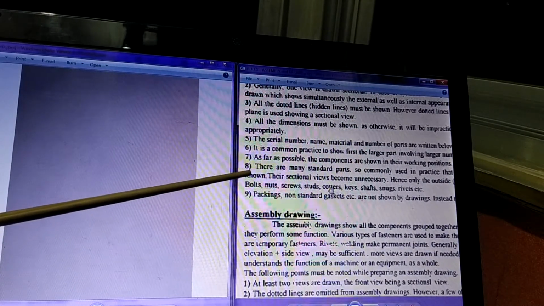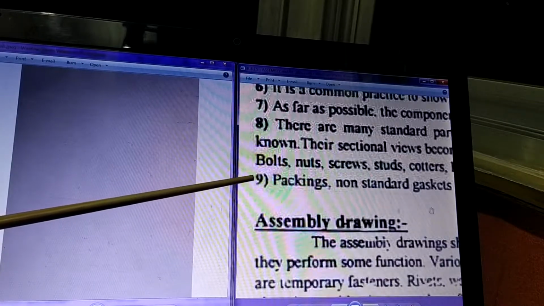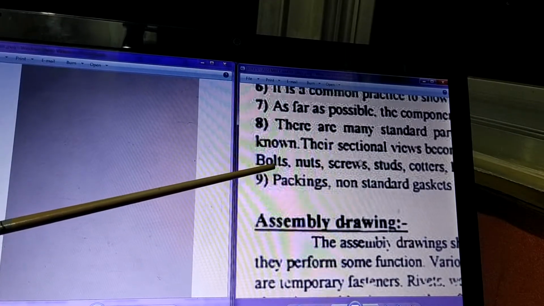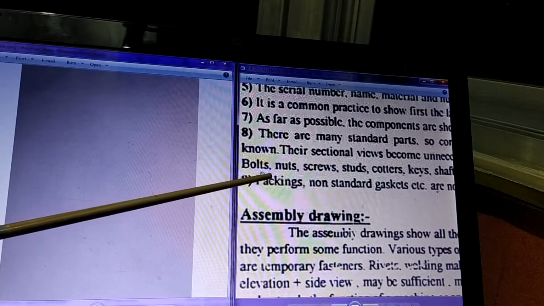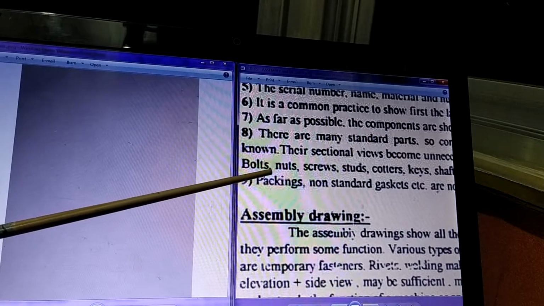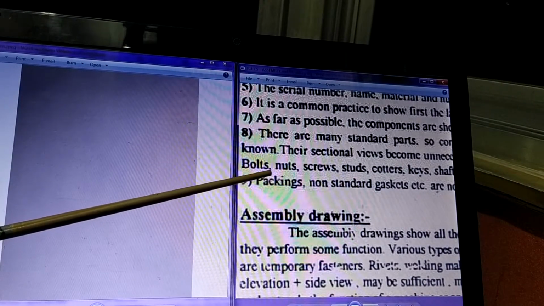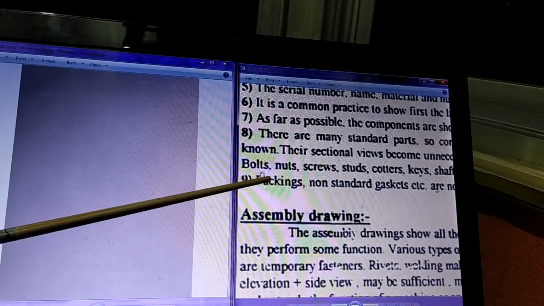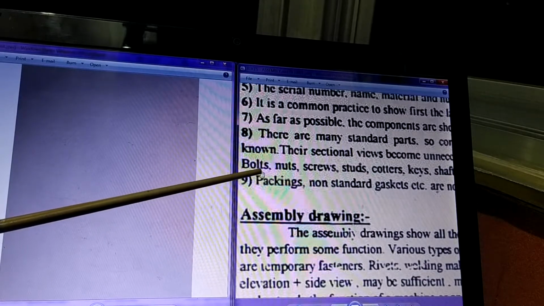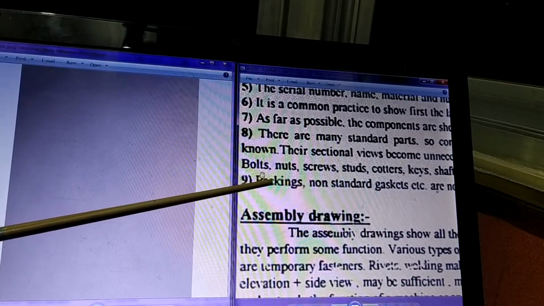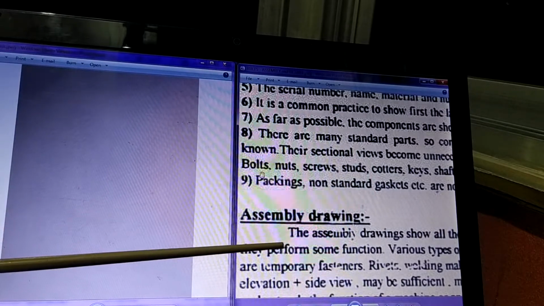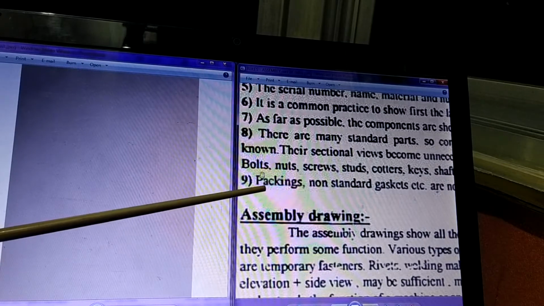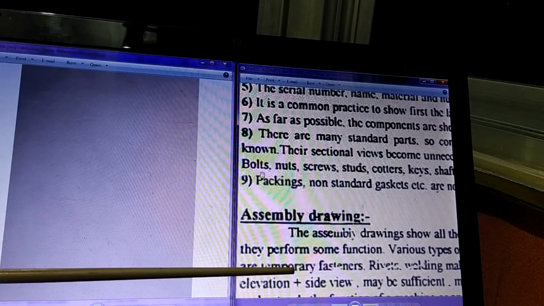Now you will see instruction number 8. What this instruction number 8 says is that there are many parts which are standard parts. Say for example, in the assembly there are nuts, bolts, screws, keys, shafts. Now these parts are standard parts, so their drawing is not required for making those parts. In fact, these parts are ready-made available. For example, bolts are ready-made available in the market. So nobody is going to draw the figure of a bolt and ask some manufacturer to make the bolt for him. Instead of that, these bolts are purchased from the market and used in the assembly.